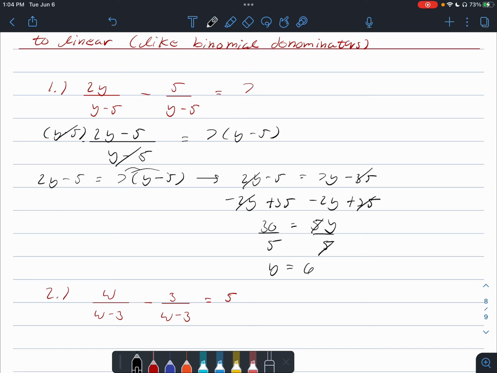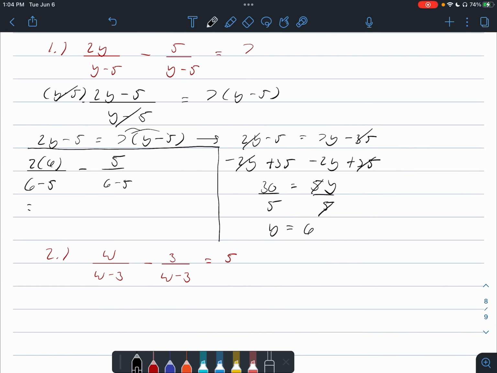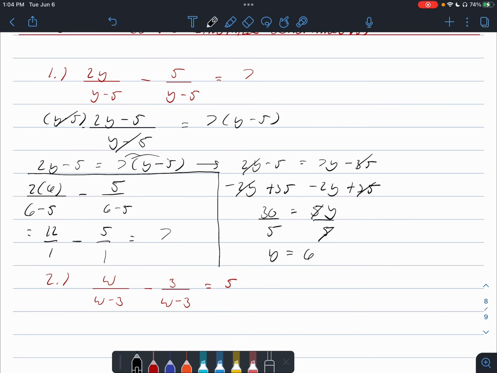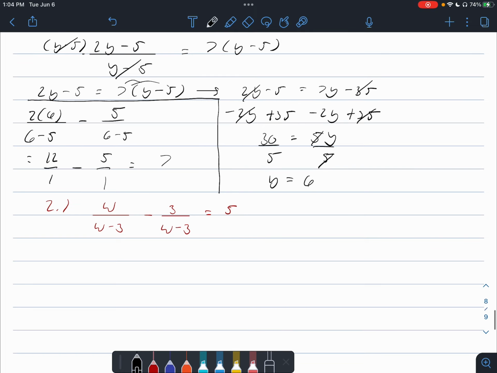Let's go ahead and check that this works. Check our answer. We plug it in. So we have 2 times 6 over 6 minus 5 minus 5 over 6 minus 5. And this is really just 12 over 1 minus 5 over 1, which is just 7. Because you can really just think of this as 12 minus 5, which is 7, but that's what this was equal to in the first place. So we know that y equals 6 is the correct answer.